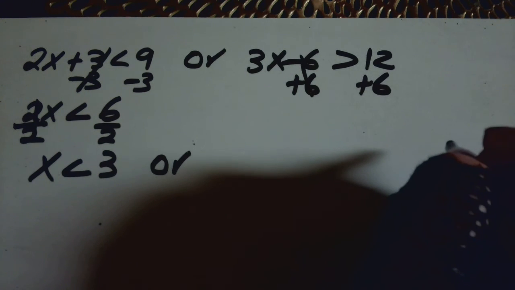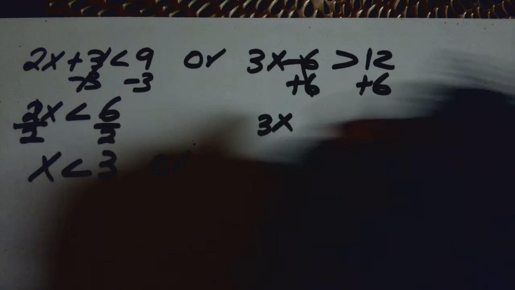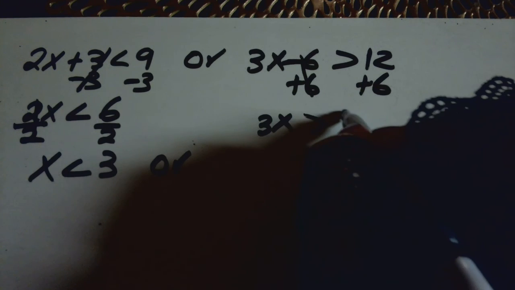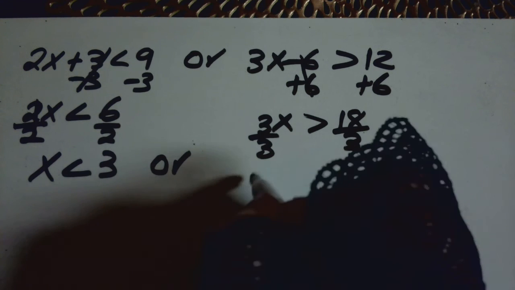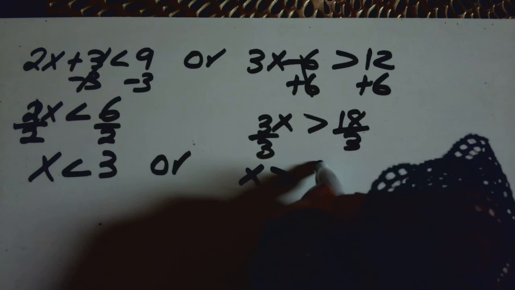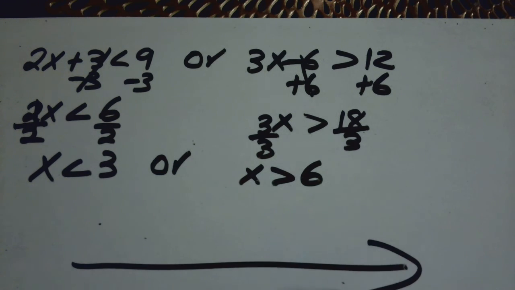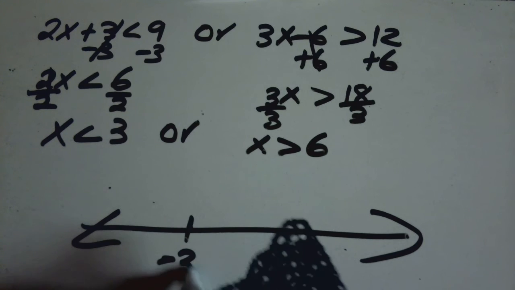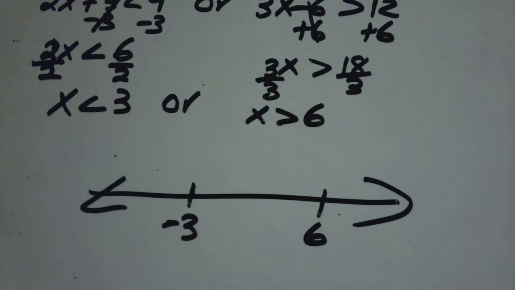So math just works slow and steady, and it will get easier and easier. So 3x is greater than 12 plus 6 is 18. Divide by 3, and x is greater than 6. Okay, so again, do the number line. We can put -3 and 6. Okay, you always do the number line as you read it.